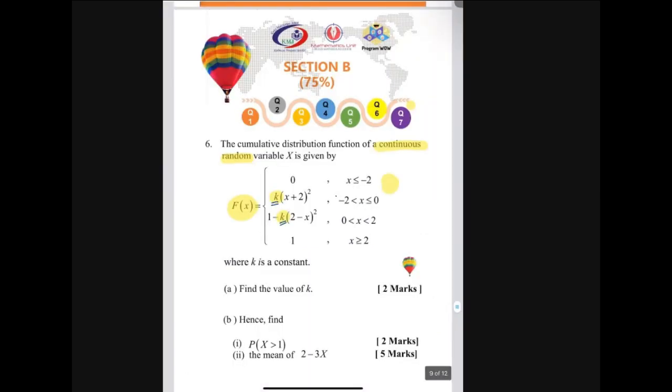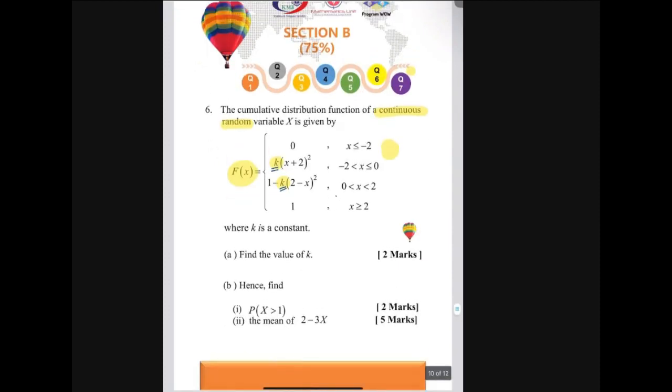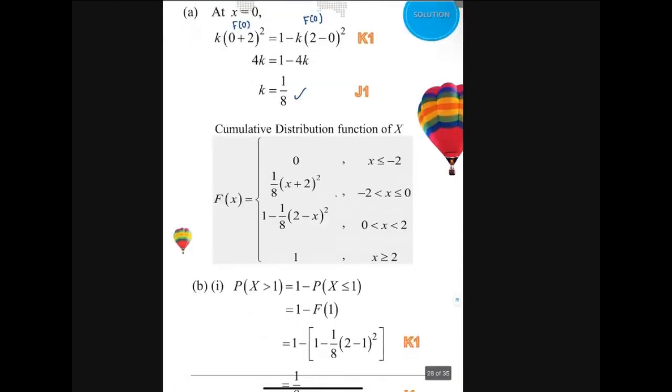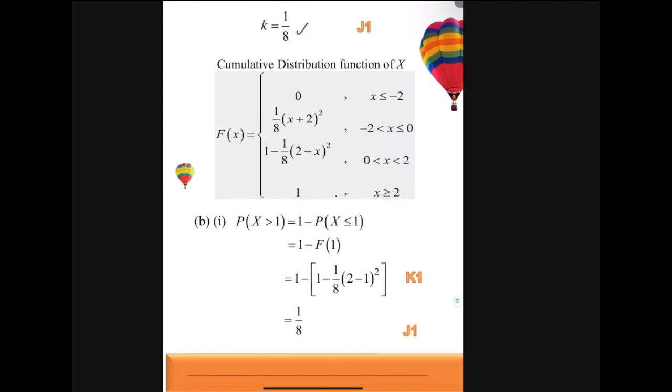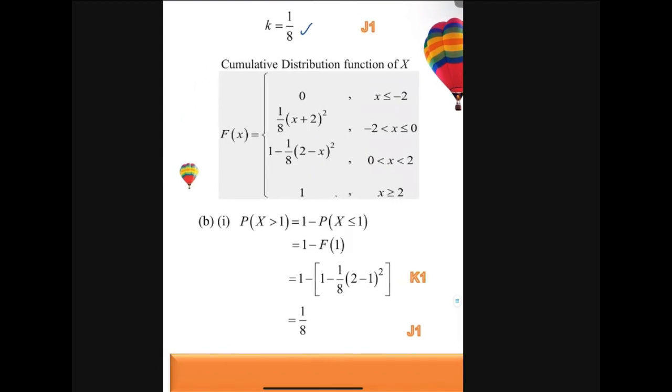Now, for the second question, we have to find the probability of x greater than 1, and then we have to find the mean. So for our function just now, I rewrite K as 1 over 8, so we get a full function for the cumulative. Since we want to find the probability of x greater than 1, we already understand that when it comes to the cumulative function, that is the probability from negative infinity.